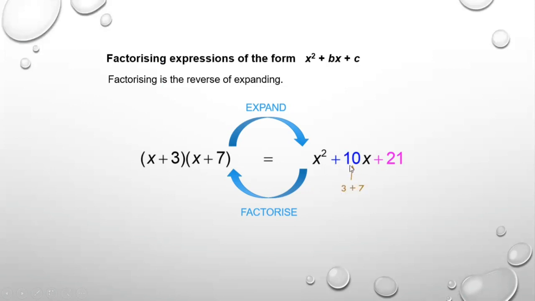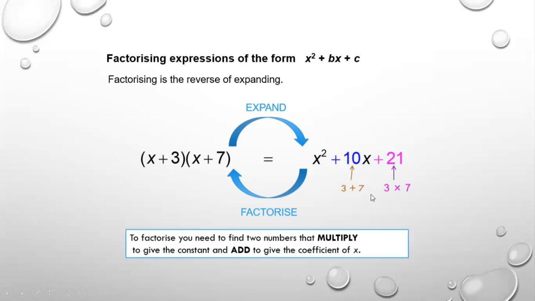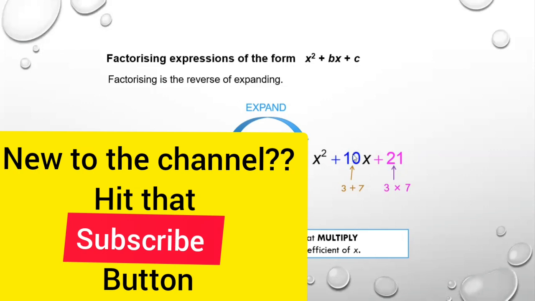So here 10x is the middle term, the coefficient of x is 10. So we find the factors of the constant term, which is 21, such that the sum is the middle term. And then we split it. This is what we will be learning now. To factorize, you need to find two numbers that multiply to give the constant and add to give the coefficient of x. The constant is 21 here. We need to find two numbers which multiply, and when we add them, we get the coefficient of x, which is the middle term. So children, let's understand.